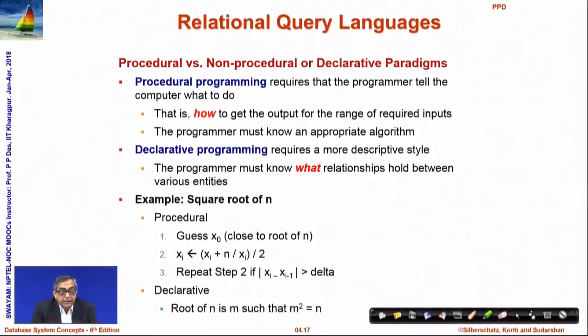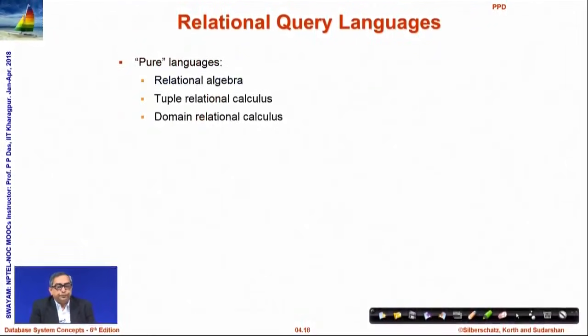Declaratively you can just say what is the result I want. I want a result m such that m square equals n. So, you are again expecting the same output, but the way you are saying it is not an algorithm. You are rather specifying a predicate which must be true in your output. The predicate is that m square must be n. So, whatever m is, the square of it must equal n. This style is known as declarative, whereas the earlier style is known as procedural. All relational query languages are declarative in nature.